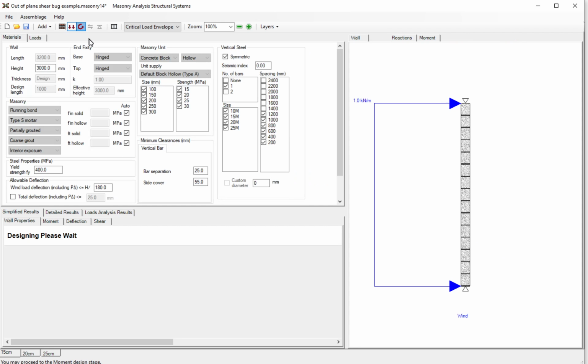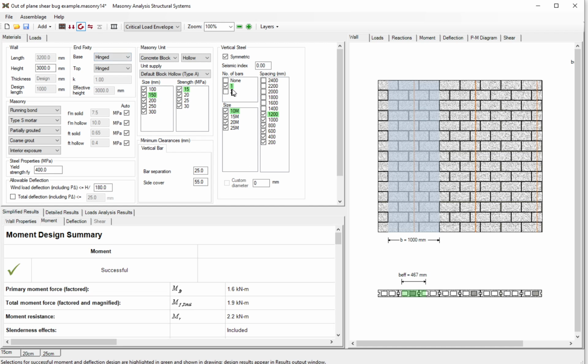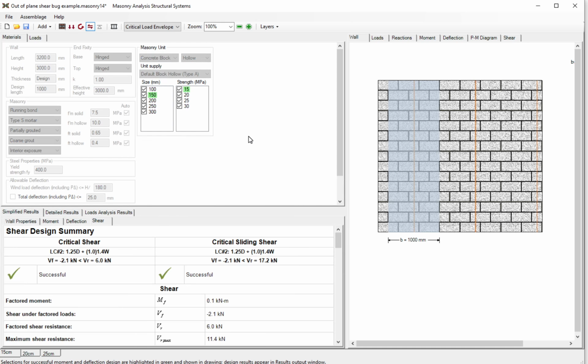And so when I go through and design this for flexure, I'm getting one number: 10 bar placed at 1200, or every 6th cell. And you'll see the design works in flexure using a 15 centimeter, 15 MPa block. So that's what we're looking at. Now, when I go through and design it for shear, you'll see there's no issues here. We have a factored shear of 2.1 kilonewtons compared to the resistance of 6. And so we're only loaded to about a third of our resistance.